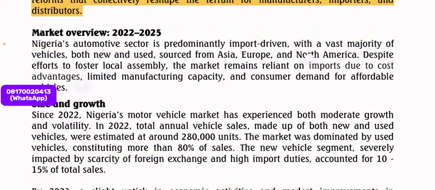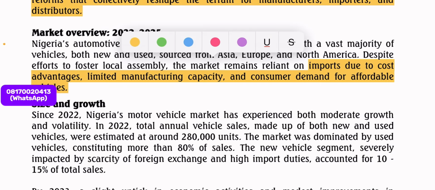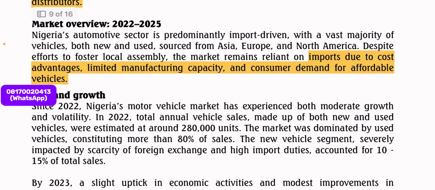So reliance on imports, so a lot of limited capacity and customer demand for affordable vehicles, because most of these cars are quite expensive because of the whole costs. I've seen a lot of things said, oh, operating costs are higher and those kind of situations. So that has actually affected the market of local assembly and local production.